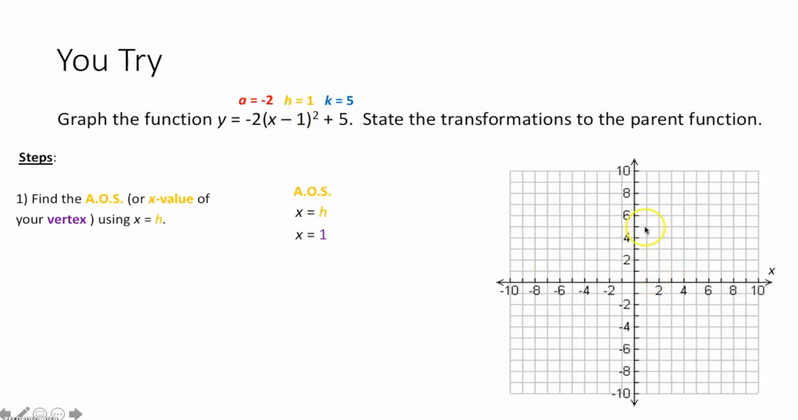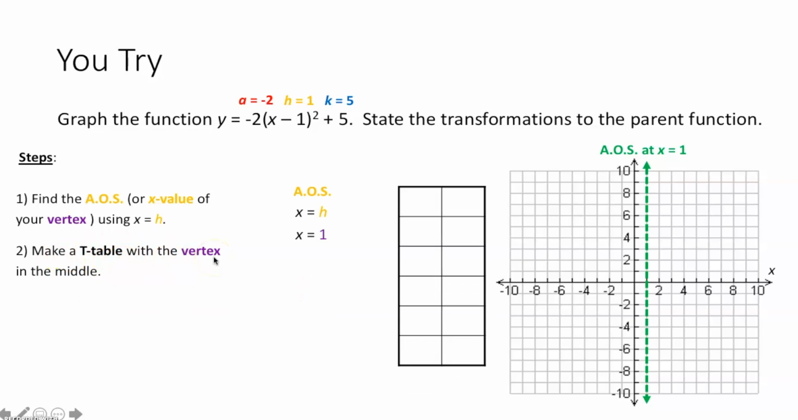So we go over to x equals 1, draw a vertical line, and that is going to be our axis of symmetry. That's going to cut our parabola in half. It's a good way to check our work. Next, we are going to make a t-table with the vertex in the middle. So what is our vertex? Well, our vertex is h, k. So in this case, that would be 1, 5.